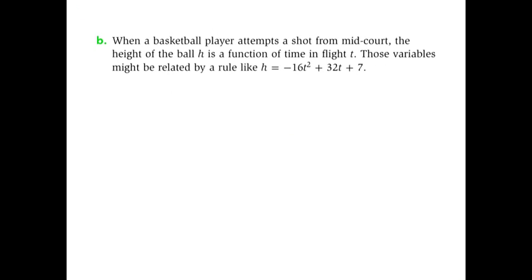The next one: when a basketball player attempts a shot from midcourt, the height of the ball h is a function of time in flight t. Those variables might be related by a rule like, this should be very familiar, we did a lot of these, negative 16t squared plus something. So far, that's a coefficient in front of a variable squared, which seems to fit the pattern. But the rest of the rule makes it neither. It is not direct, nor is it inverse, because of those extra terms there, the variable t and the constant 7. So this one is neither.